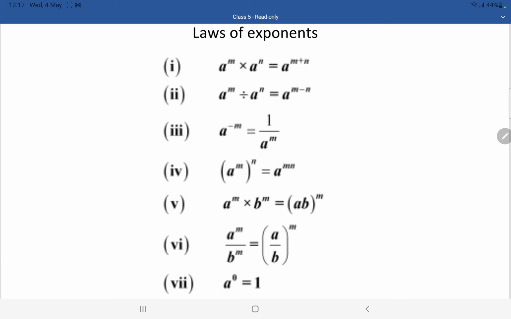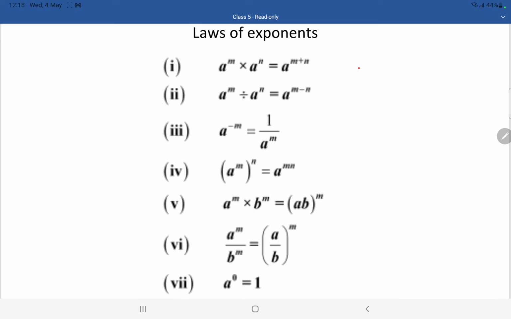So now let us discuss. There are 7 laws of exponents for you: 1, 2, 3, 4, 5, 6, 7. For your level, these 7 laws of exponents are enough. They are highly enough for you. Okay. So now I will tell you the laws of exponents one by one.